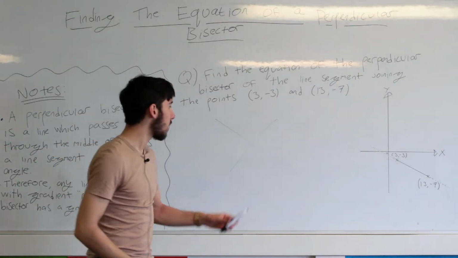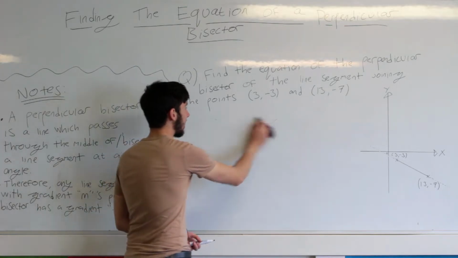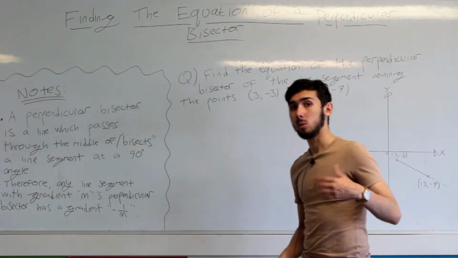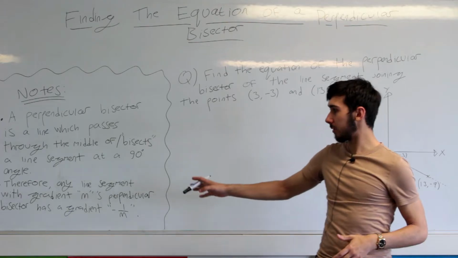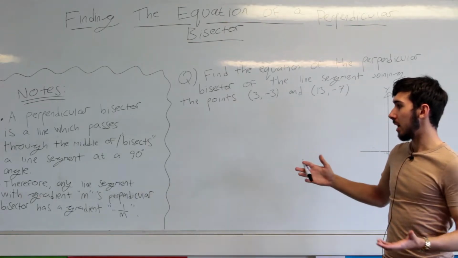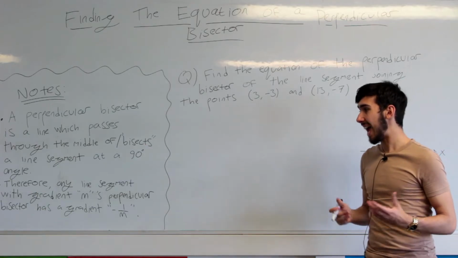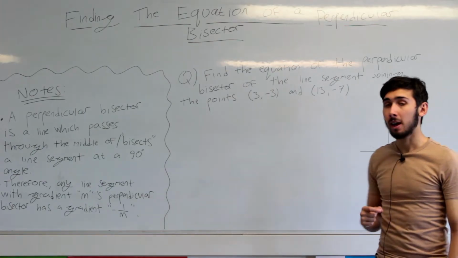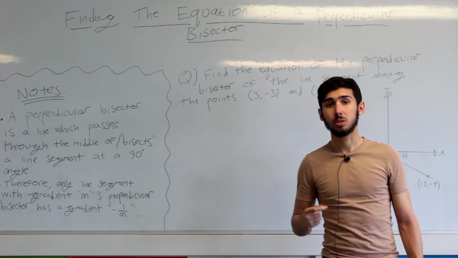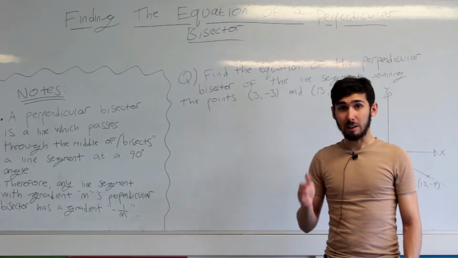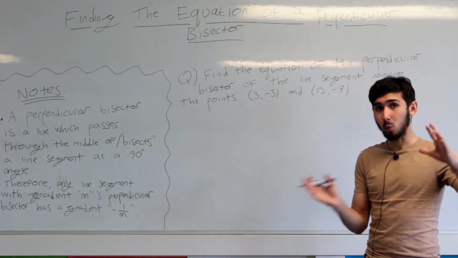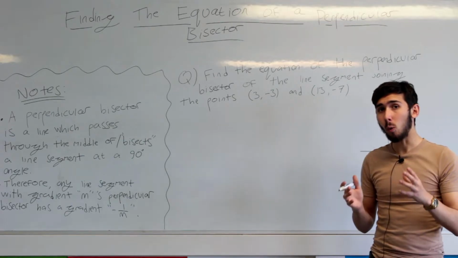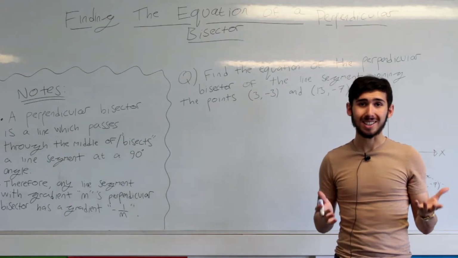But we need to know how to deal with the equations of this, how to put everything together and find the equation of a perpendicular bisector, which is actually not an easy feat. Second of all, any line segment with a gradient m always has a perpendicular bisector with a gradient of -1/m. It doesn't matter how long the line is or where it starts and stops, the perpendicular bisector will always have the same gradient.